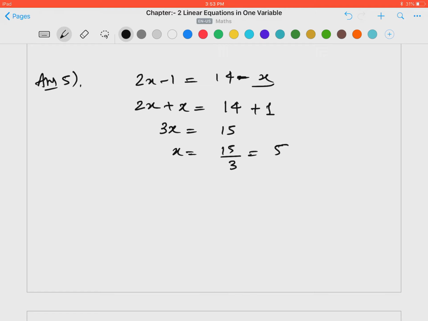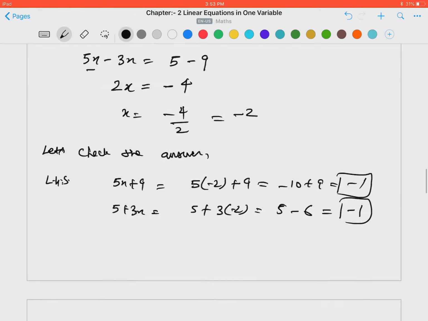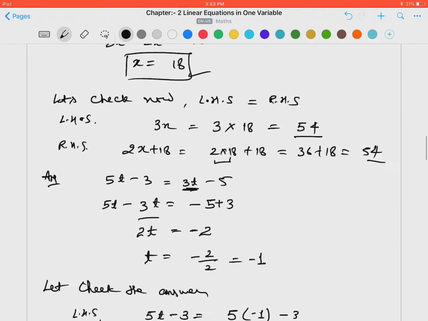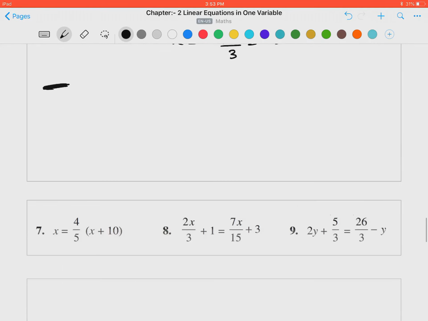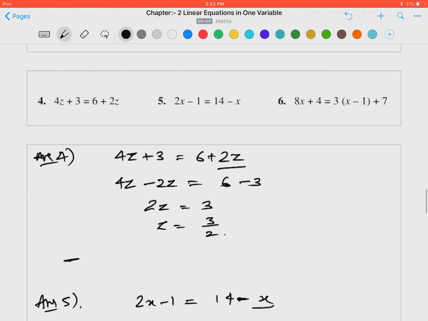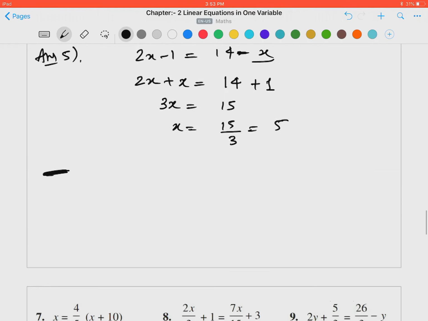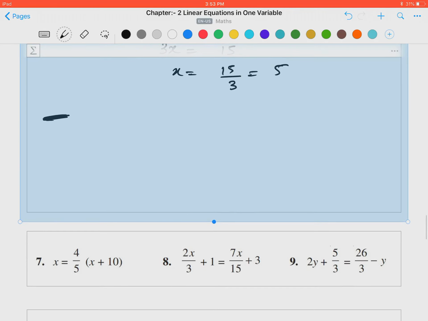Okay, again you can check the answer by putting the value of x on both sides, to see if the left hand side term and right hand side term are equal. So you will check that by yourself, like we did in the first 3 parts for checking the answer. So that's the solution of equations 4 and 5. Now let's see question number 6.